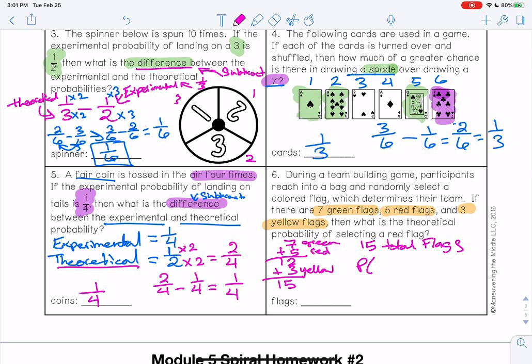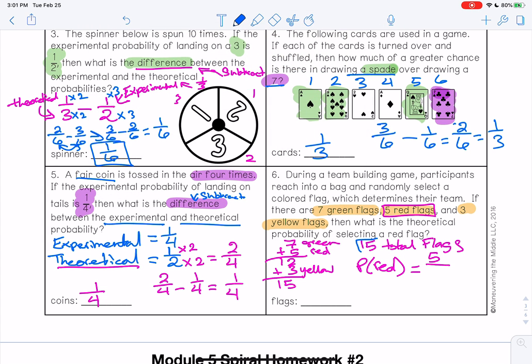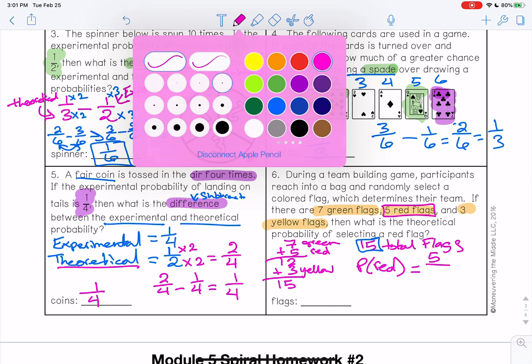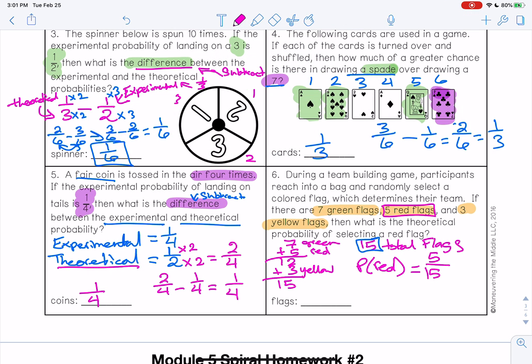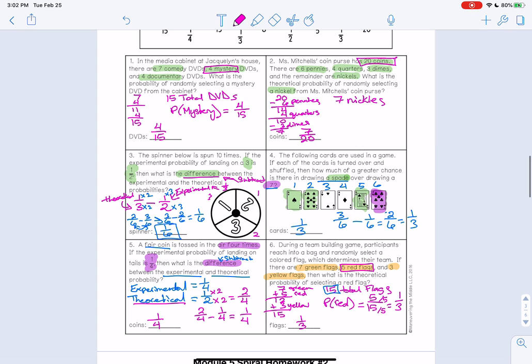We know that the probability of getting red is going to equal how many red over the total number. So there are 5 red flags, so it's going to be 5 over the total, which is, my pen's not working, which is 15 total. So it's going to be 5 over 15. Now, I know 5 goes into 15, so I can definitely simplify this. I can divide both by 5, and I get 1/3. So the probability of getting a red flag is going to be 1/3. Okay, so if you got those all correct, go ahead and give yourself a pat on the back.